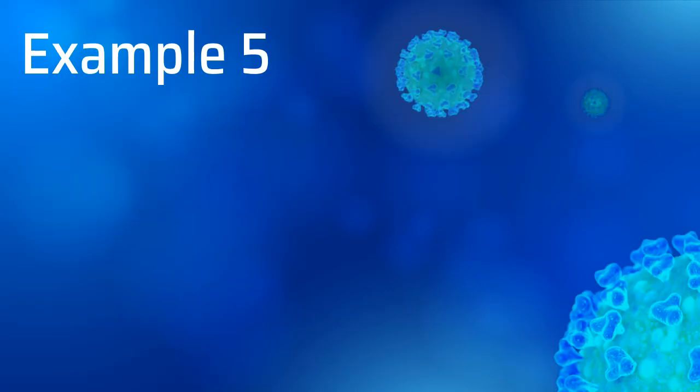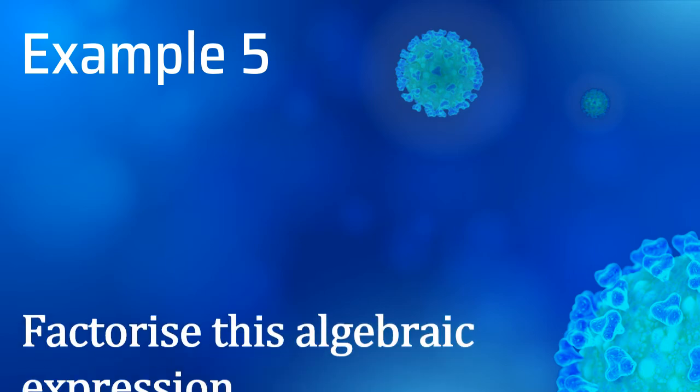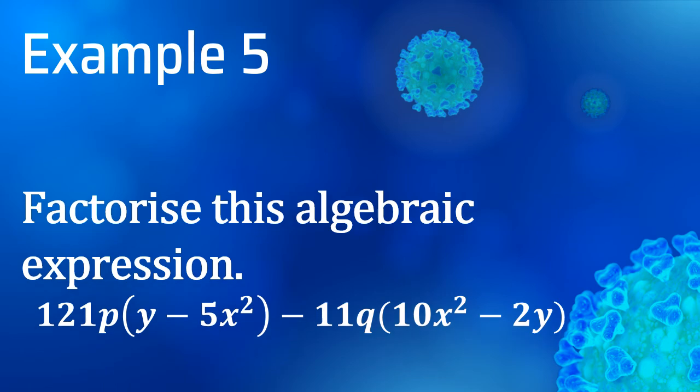Okay guys, just one example, okay? This is the last example for us today, but this is more complicated. Don't be scared first, okay? Look at the number first, the first group and the second group. The first group, 121p in brackets y minus 5x squared. The second group, minus 11q in brackets 10x squared minus 2y.